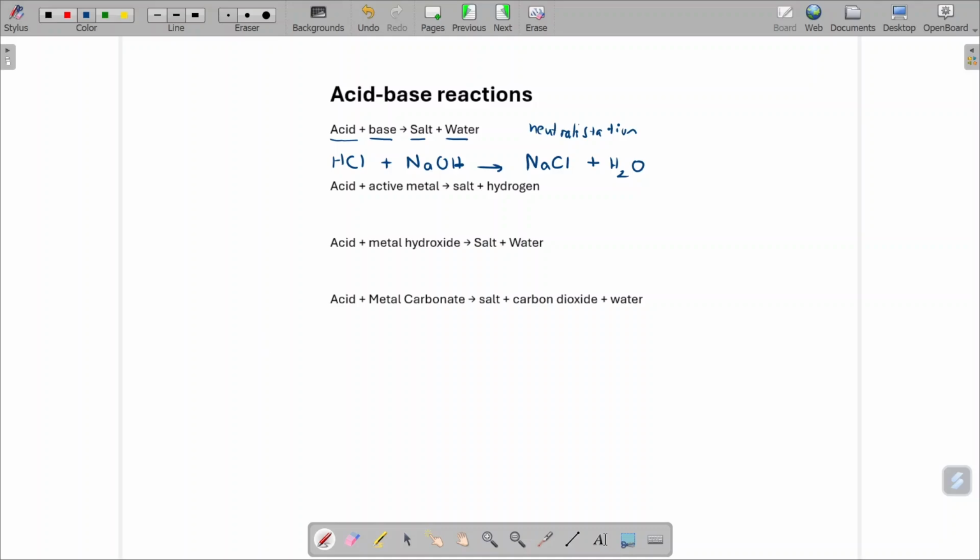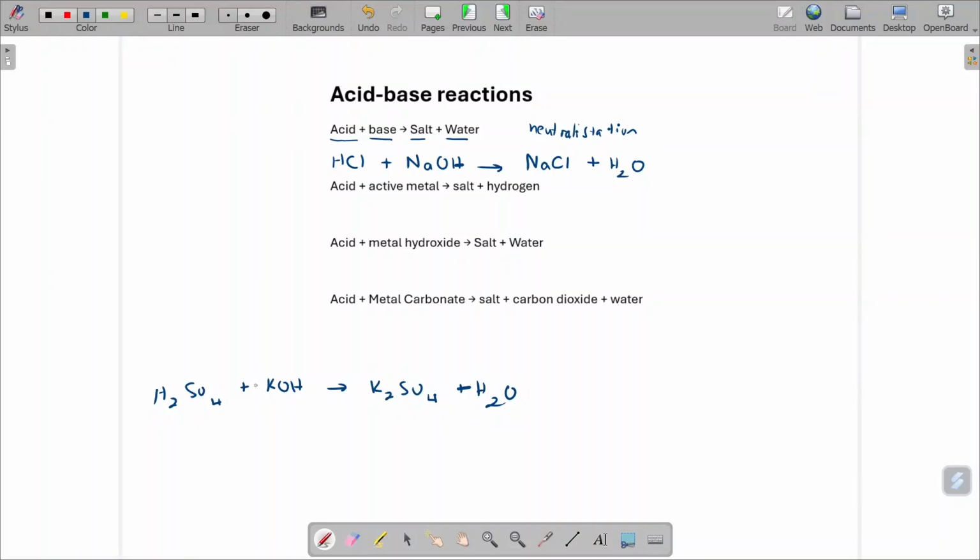If we look at another example of this sort, sulfuric acid, and we react this with potassium hydroxide, then our product will be a salt. In this case, it'll be potassium sulfate and water.